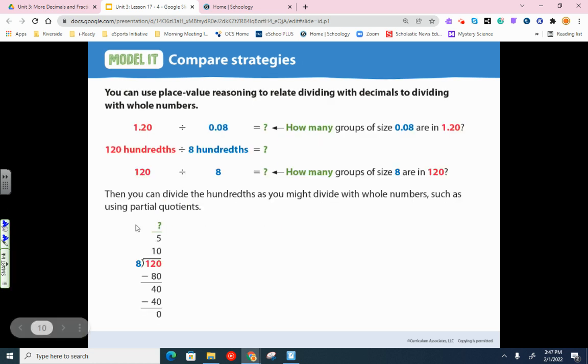You also can do what we did. You can use place value reasoning to relate dividing decimals to dividing with whole numbers. For example, we took 8 hundredths and changed it to 8 by moving our decimal. We took 1 and 20 hundredths, and we moved that decimal twice to give us 120 hundredths, which is why we ended up here with 15 feet. So that's a more common way to do it. Modeling works, but it's not really practical. Let's look at the notes on the following page.